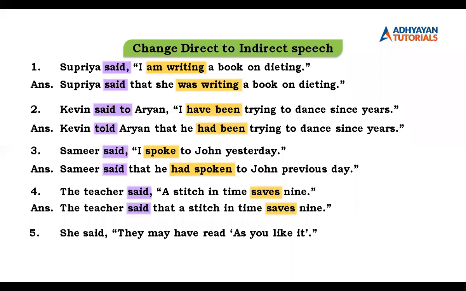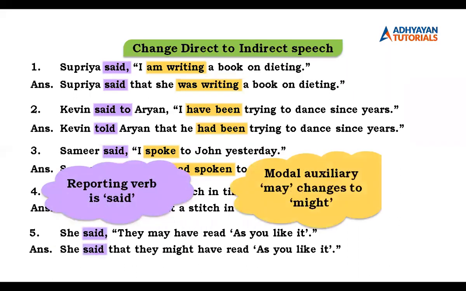Because they may have is already in past. No, it is in future. They may have read. Did you forget the change of modal auxiliary? They might have read As You Like It. Yes. So she said that they might have read As You Like It. Remember, can to could, will to would, shall to should, and may to might. Yes, sir. All right. Thank you so much, Tanvi.